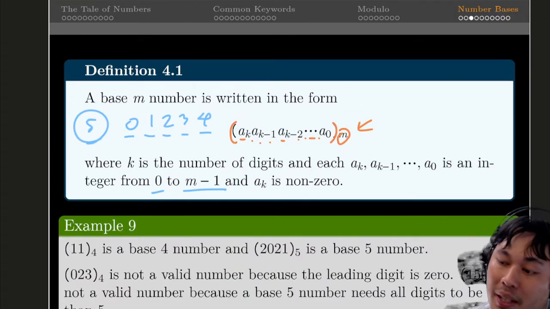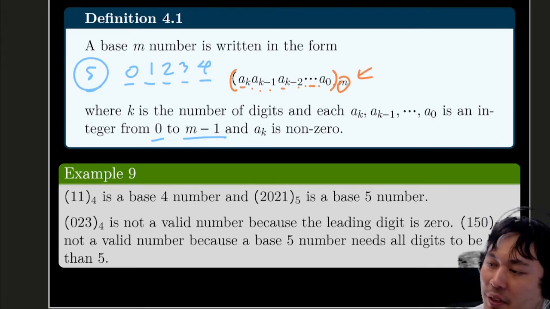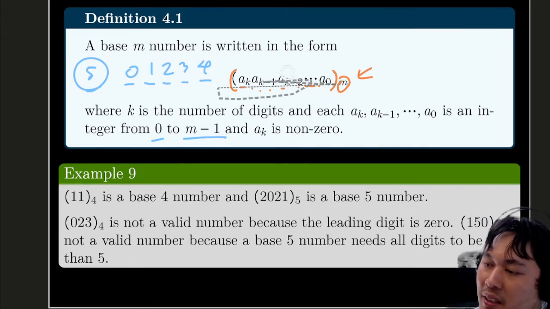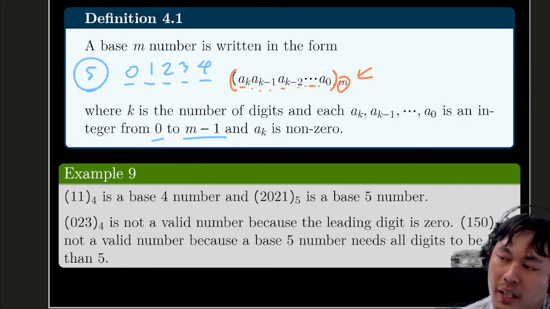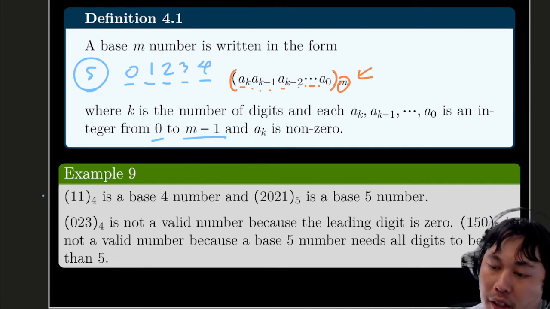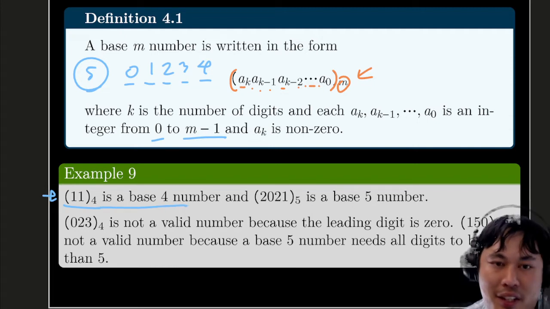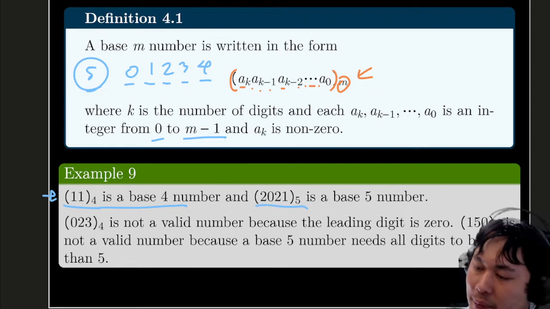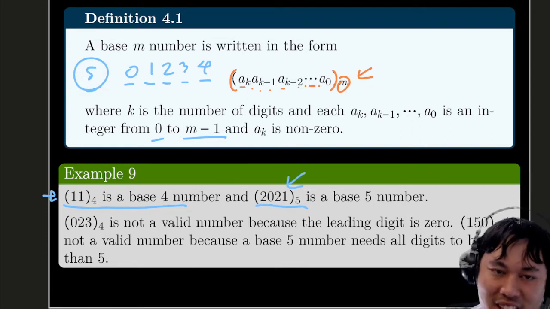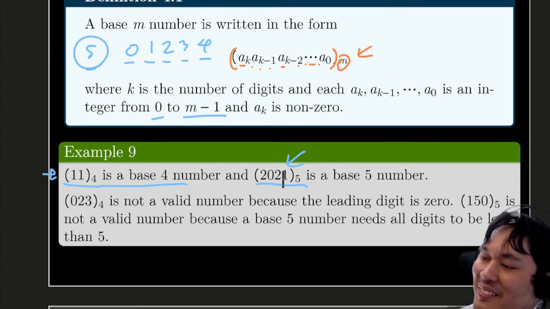We will explain a bit why, but just for now, make sure that the digits don't exceed m. Not even m, it has to be smaller than m. For this example, this is a valid base 4 number, like 1 and 1. It's not 11, it's 1 and 1 in base 4. That's a valid number in base 5. And you can guess what year I made this lecture on.